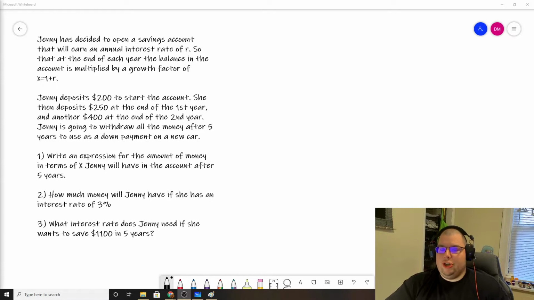Here we go. The question reads, Jenny has decided to open a savings account that will earn an annual interest rate of R, so that at the end of each year, the balance in the account is multiplied by a growth factor of X equals 1 plus R. Jenny deposits $200 to start the account. She then deposits $250 at the end of the first year and another $400 at the end of the second year. Jenny is going to withdraw all the money after 5 years to use as a down payment on a new car. Number 1, write an expression in terms of X for the amount of money Jenny will have in the account after 5 years.